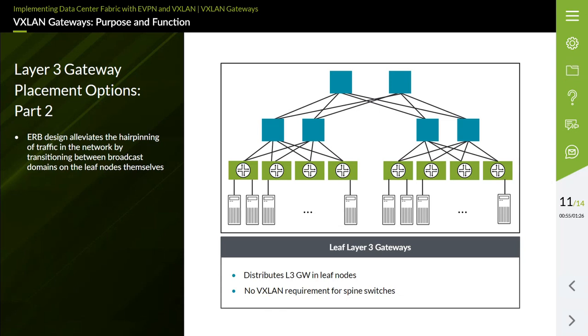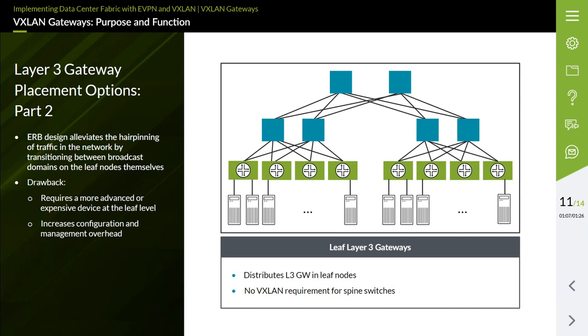The ERB design alleviates the hairpinning of traffic in the network by transitioning between broadcast domains on the leaf nodes themselves, which can then forward the transitioned frames to the remote VTEPs directly. The drawback to configuring ERB deployments is that the leaf nodes must support Layer 3 gateway functions, which can, at times, require a more advanced or expensive device at the leaf level. It also requires the configuration of gateway functions and addresses on each leaf within the deployment, which increases configuration and management overhead.